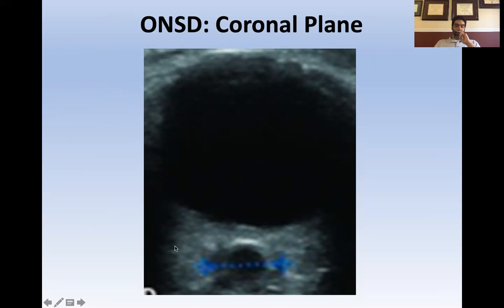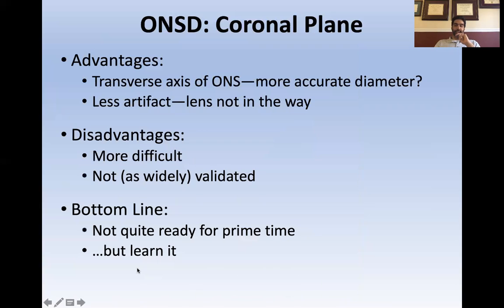So if you look at what we're imaging here, that is the optic nerve itself, sort of a circular shape, and that thing around it is the optic nerve sheath. Okay, optic nerve sheath. So because you're looking at it in its transverse axis in its round shape, you can be sure that this is the actual diameter that you're measuring. Okay, so that's the idea behind that.